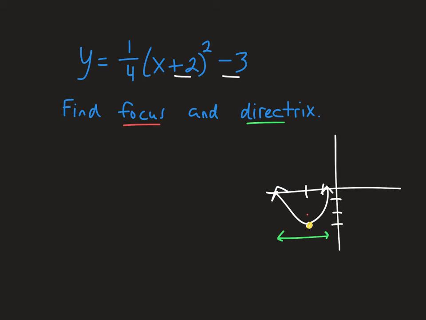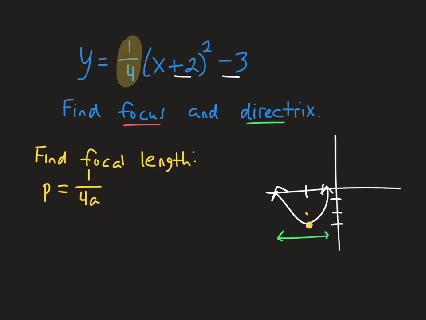What we need to do is find how far apart it is from the vertex to the focus, that focal length. I'm just putting a dot there, but I don't know where it is. So we need to find the focal length so we know where to put the focus, and it will also tell us where to put the directrix. The focal length is p, and we know the formula for p is 1 over 4 times a. In this problem, the a value is 1/4.